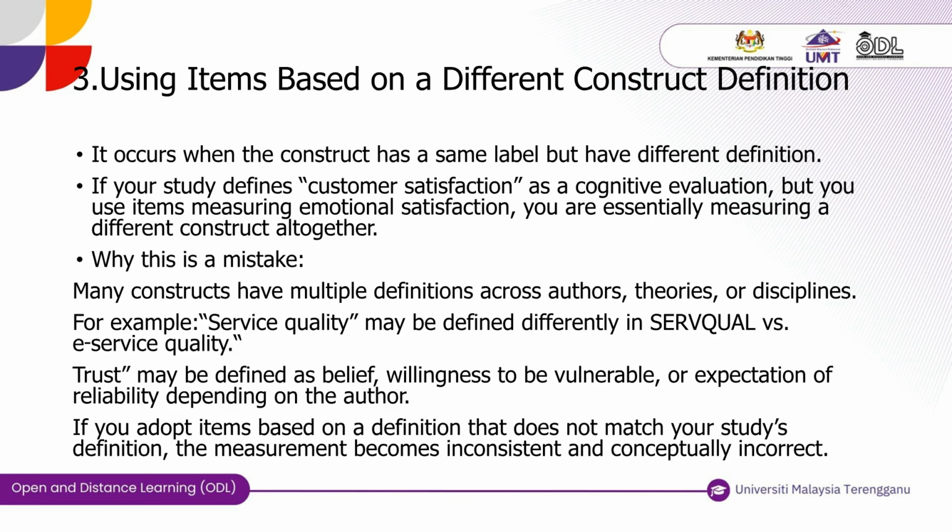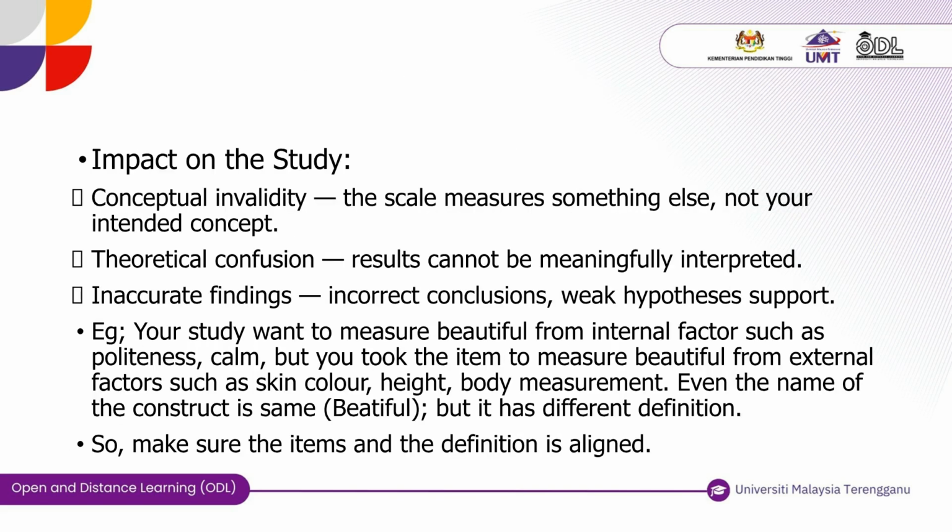The third mistake is using items based on a different construct definition. If your study defines a construct one way, but the items measure it according to a different definition, the measurement is conceptually incorrect. This leads to conceptual invalidity and theoretical confusion, meaning your findings will be inaccurate. Ensure the items you select align perfectly with the definition of the construct used in your study.